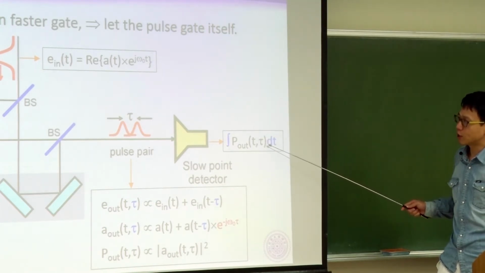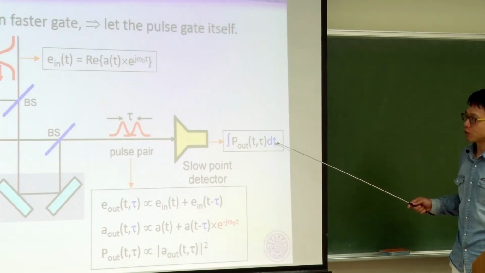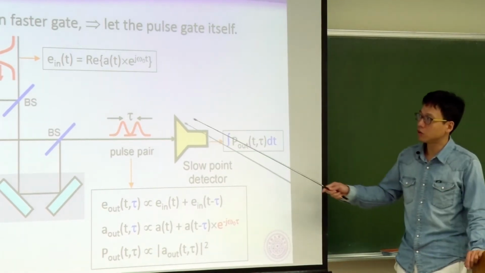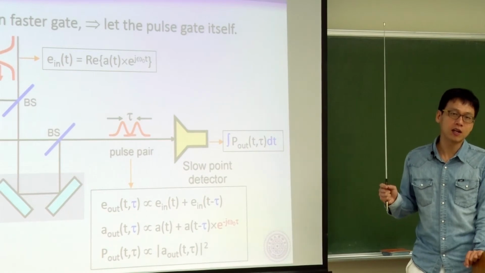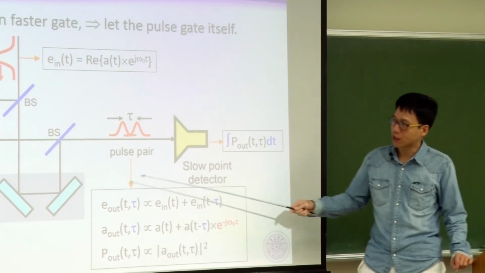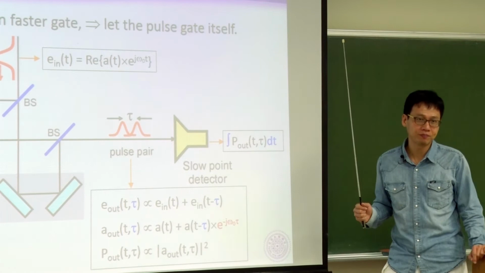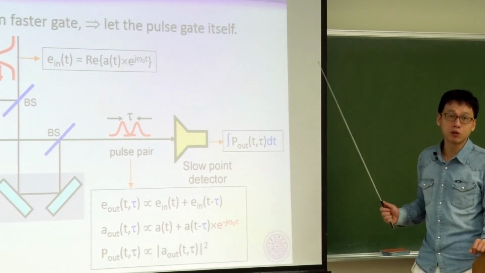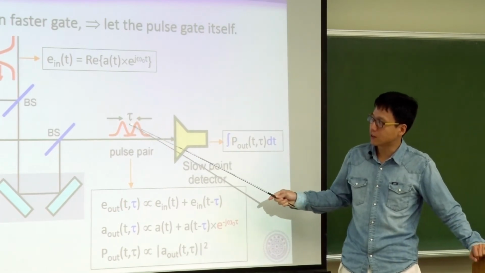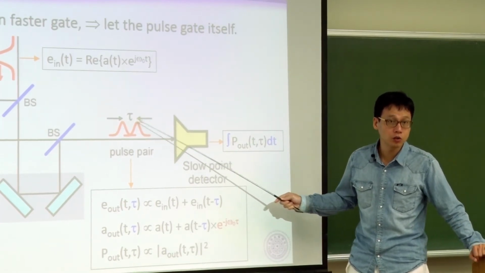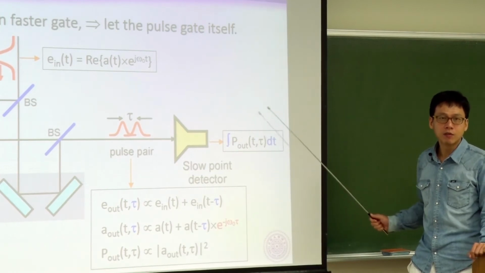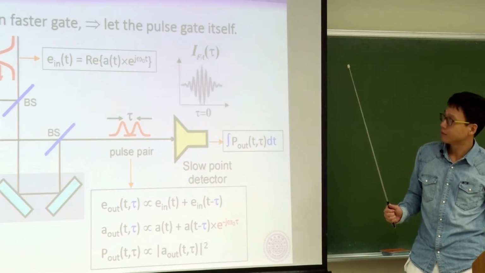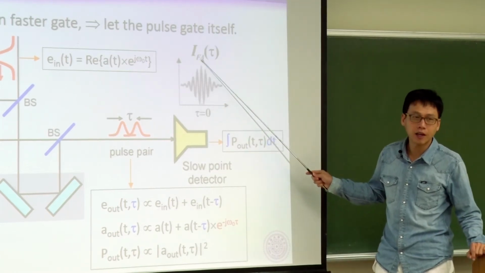The integration is carried out with respect to variable t, right? Remember, tau could be a fixed constant when the stage is fixed at some position. Then you get an average power, which is a number only. Then you have to scan the delay tau. For each delay tau, you got a different number. Eventually, you got a one-dimensional trace, which is something like this, okay?